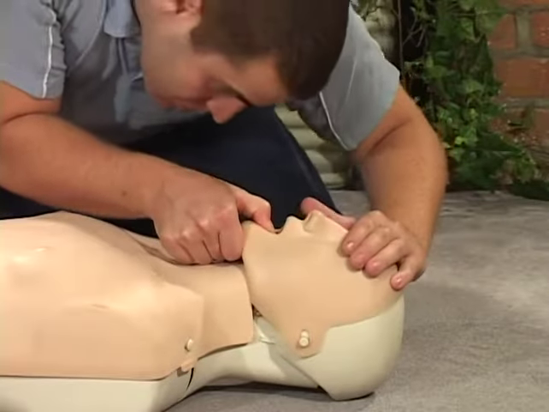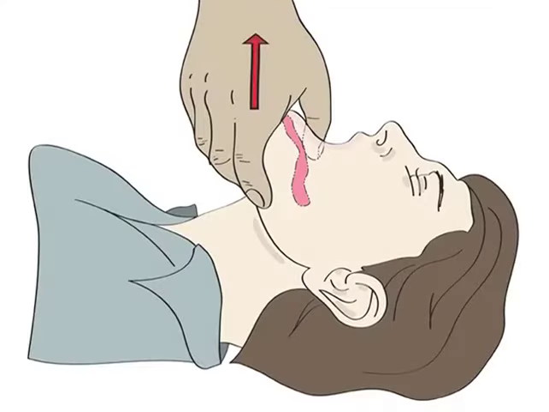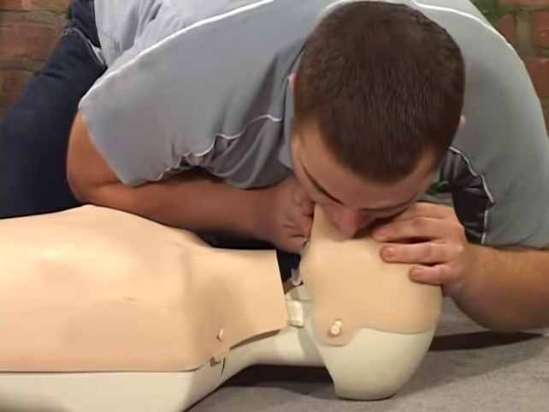Check the mouth for the obstruction using the tongue jaw lift. Grasp both the tongue and lower jaw between your thumb and fingers and lift up while opening and checking the mouth. Attempt to ventilate to see if your breaths go in.